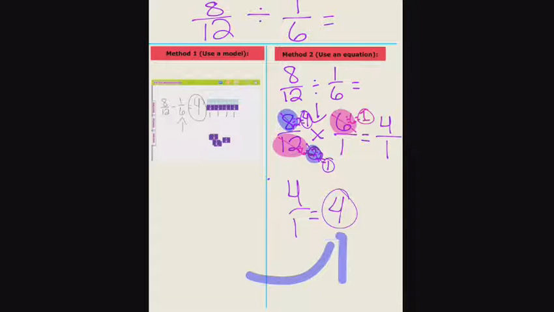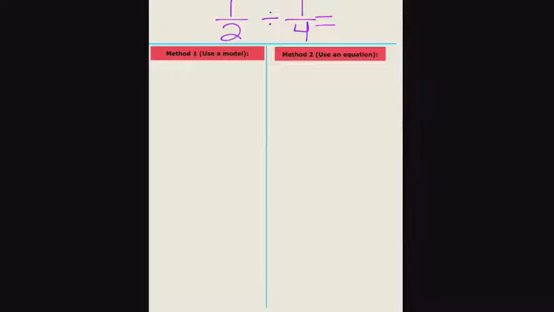And voila, we can see that using both methods, we get the same final answer. Hope you're starting to get the hang of this. Let's try another one. Okay, so our next pair of fractions is 1/2 divided by 1/4. Again, let's go to our virtual manipulatives and start with a model.